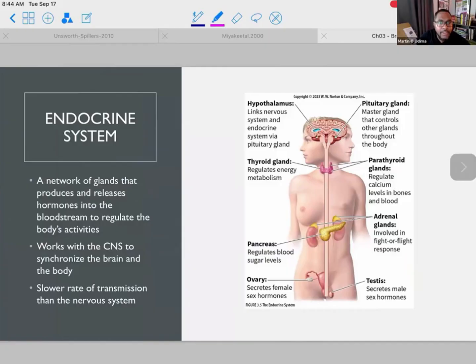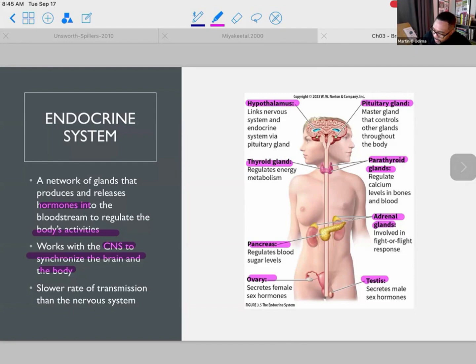The next thing that I'll talk about is the endocrine system. And the endocrine system is a network of glands that produces and releases hormones into the bloodstream to regulate the body's activities. And it works with the central nervous system to synchronize the brain and the body. It has a slower rate of transmission than the nervous system. We have the hypothalamus, we have the thyroid gland, we have the pancreas, the ovary, testes, adrenal glands, parathyroid glands, and pituitary gland.